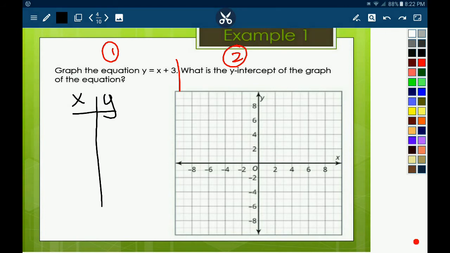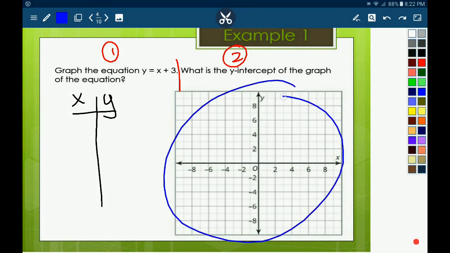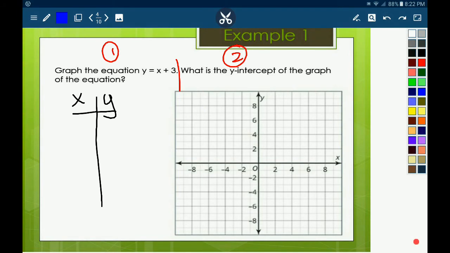Now, when we create the table, as I've shown you in previous lessons, you can pick whatever x's you want, but the y's have to be based on what the x's are. From the look of my graph, it looks like I can pick anything between -8 and 8. So I'm just going to go with small numbers. Let's try 0, 1, 2, 3. Small numbers are nice because they're easy to compute.